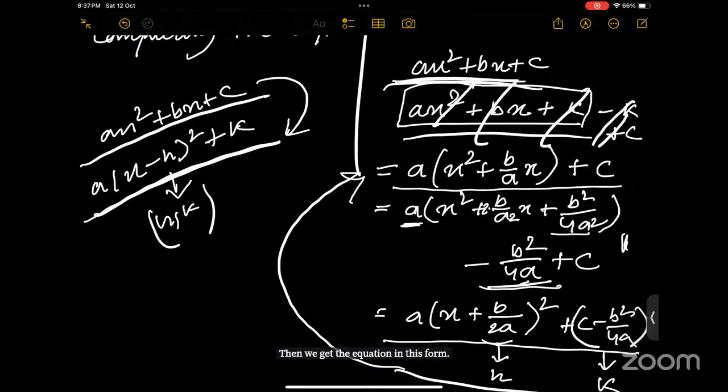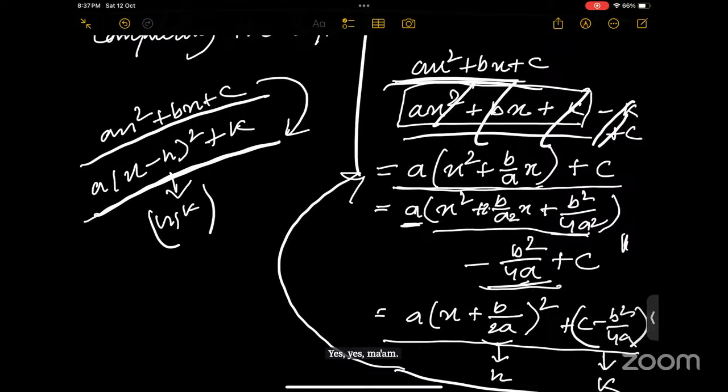Okay, it's clear? No, ma'am, I didn't get it. Why? What is the problem? What is the point you are not getting? Ma'am, in this one, after the a in the equation that you just cut out, just down below it, the x square plus b by a x. How did this term come here? This one, just above it. Yes, yes, ma'am.